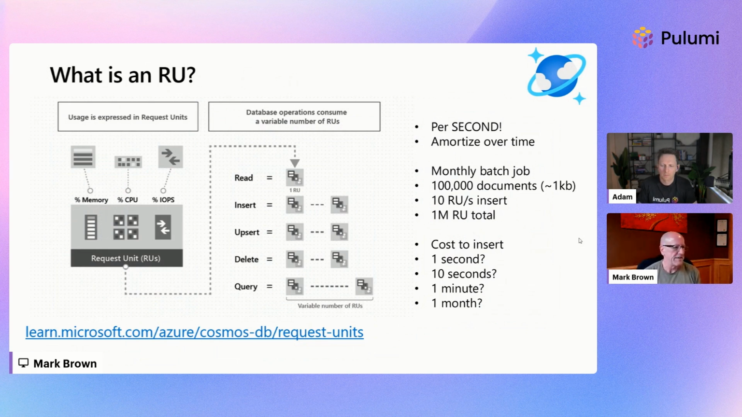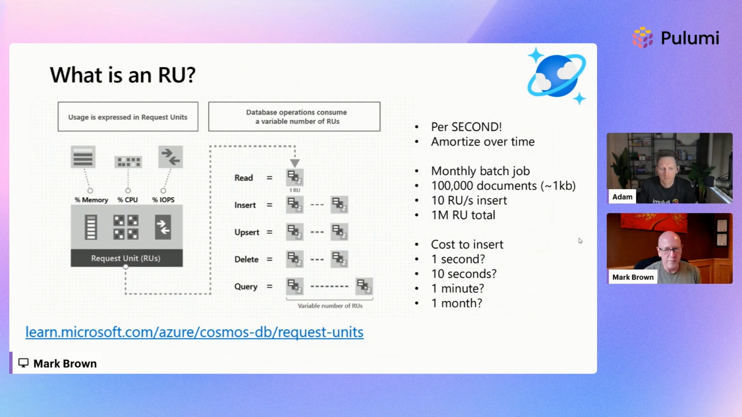I'll give you an example. If I have a batch job and I'm trying to process 100,000 documents that are about a kilobyte each, and I want to do it in 1 second, inserting those at 10 RU per insert, that's a million RU. So to insert all 100,000 of those documents, I need 1 million RU, and that's going to cost me about $80 an hour.